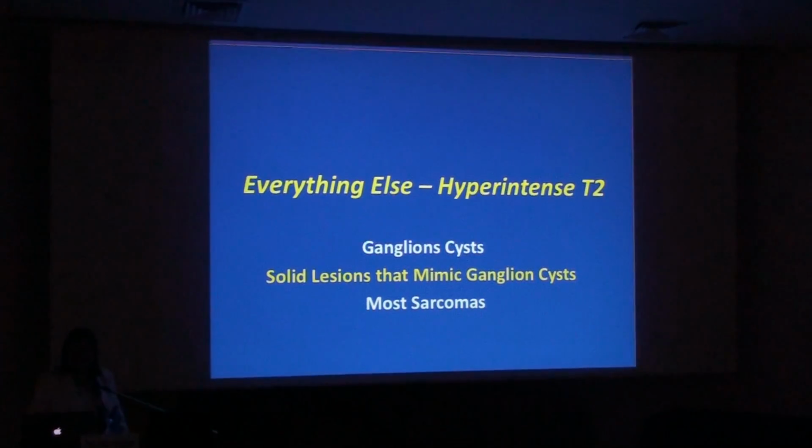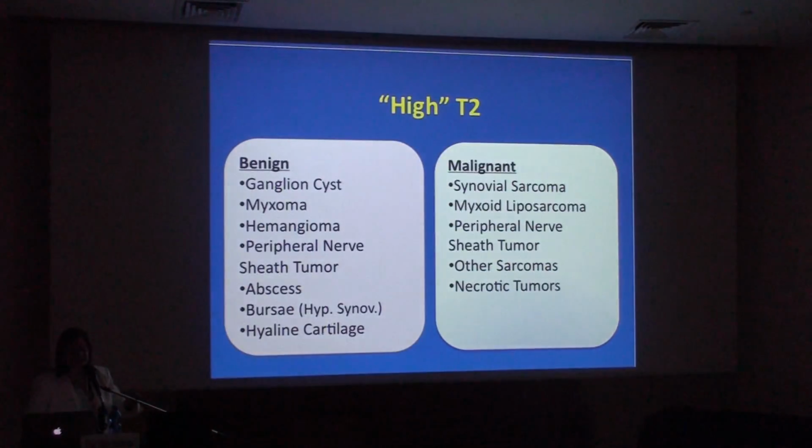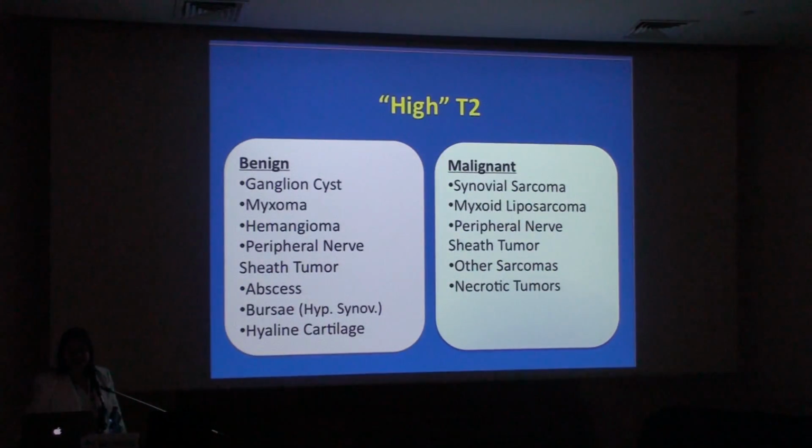All right, so we talked about lesions that are bright on T1 weighted images, the subset of lesions that's dark on T2 weighted images, and basically everything else tends to be hyperintense on T2 weighted images. So that includes ganglion cysts, and it also includes solid lesions that mimic ganglion cysts, and it includes most sarcomas. And another really important take-home point that you may hear again and again is that fluid is not the only thing that can be bright on T2 weighted images and fat-saturated T2 weighted images. So that you really have to be aware of so that you don't miss some important masses. So these lesions that are high on T2 include both benign things like ganglion cysts, myxomas, hemangiomas, and malignant entities like synovial sarcoma, myxoid liposarcoma.